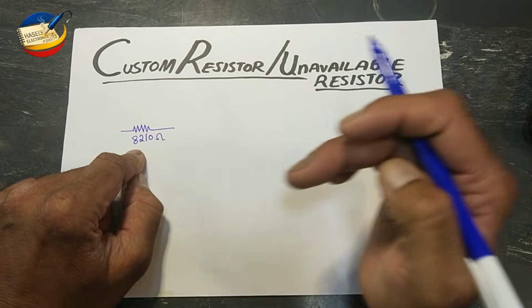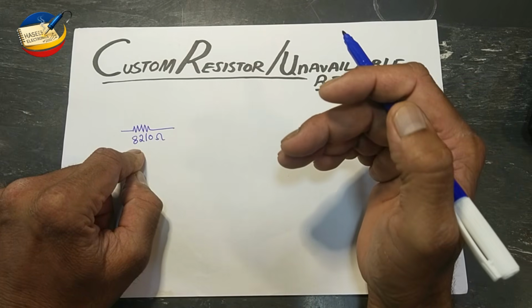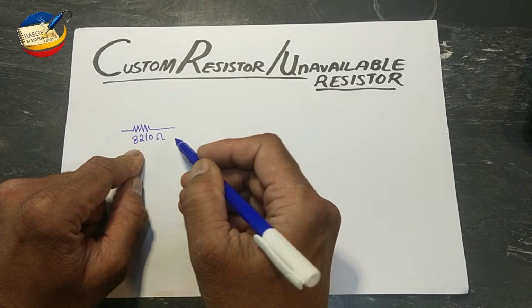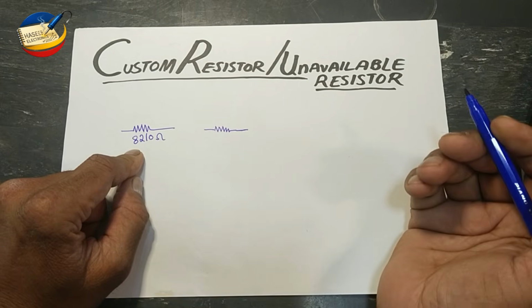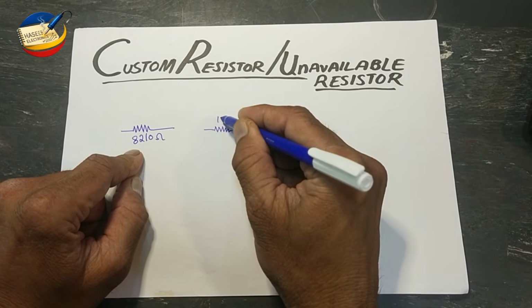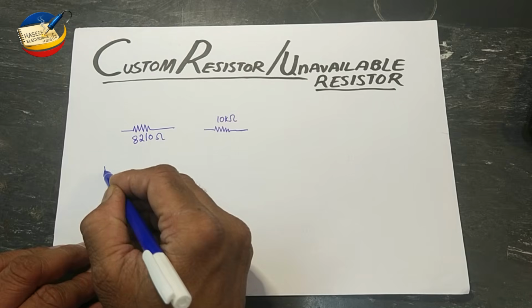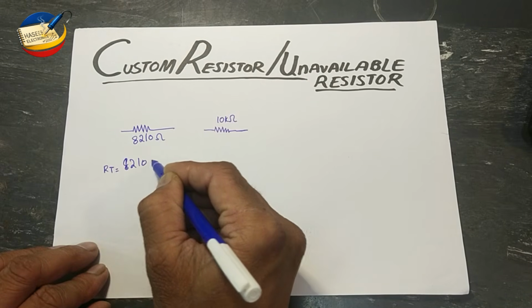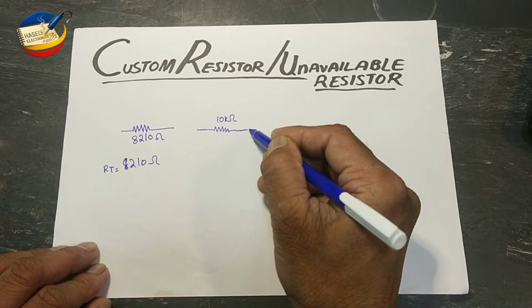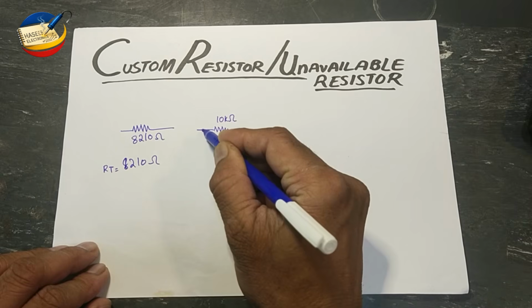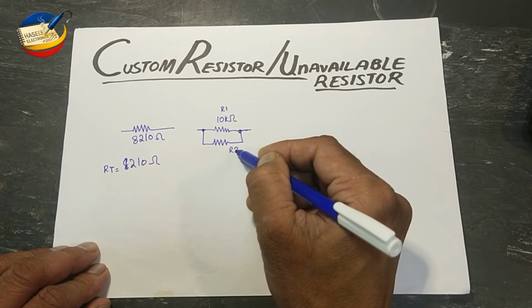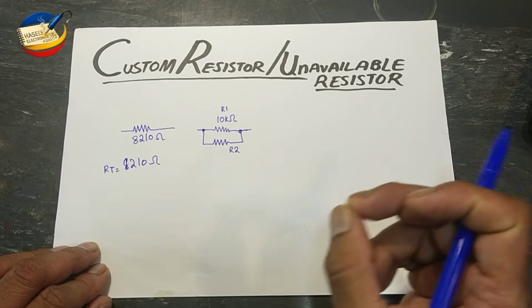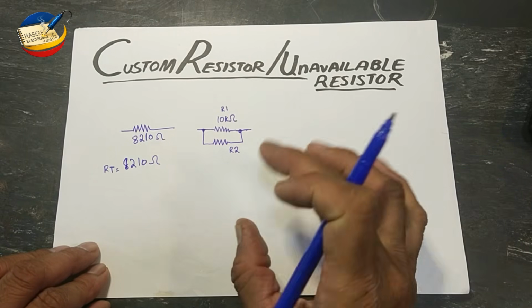When we need a resistor that is unavailable, we will select some higher value resistor that is commonly available. Let's suppose I have a 10 kilo ohm resistor and RT is 8210 ohm. In that case, we will use a parallel resistor combination. This is R1, this is R2. We can use a potentiometer, but this is the best option.